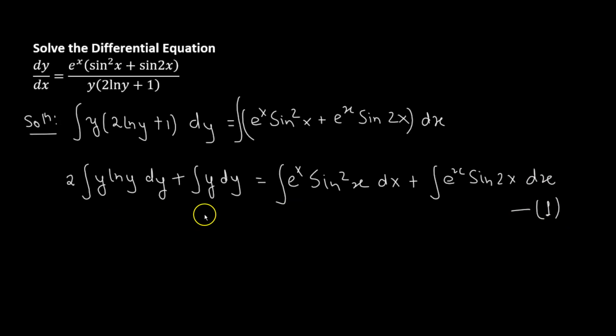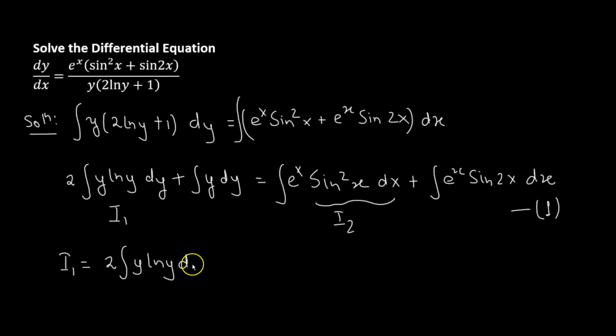So we have 4 integrals that need to be computed. We'll compute the first integral on the left hand side and the first integral on the right hand side. So let's start with the first integral. So we have I1 equals 2 times integration of y log y dy.